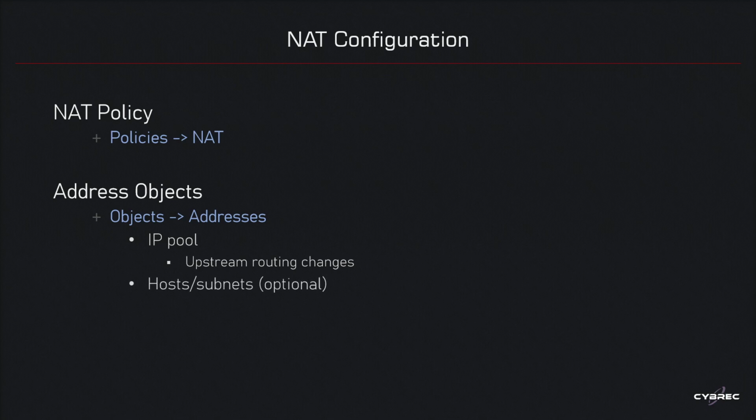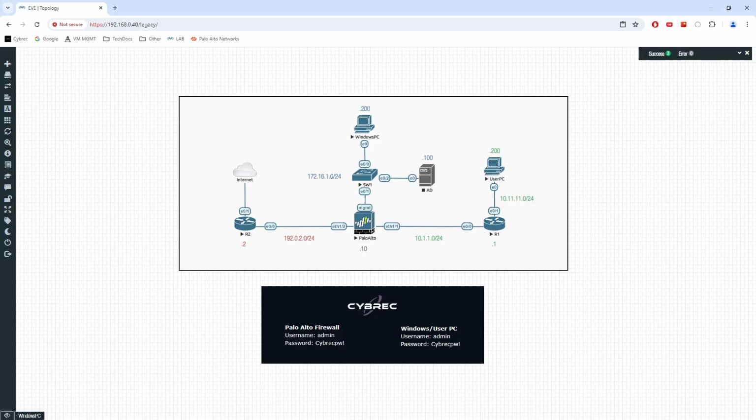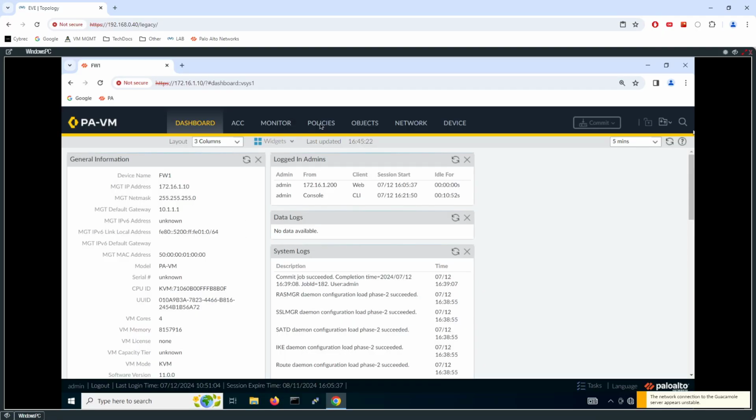The other thing that you should consider is adding objects for hosts, subnets, and individual devices that will be subject to translation. For verification, we will be using rule usage. Maybe let me quickly open up the policies and then take a look at NAT.